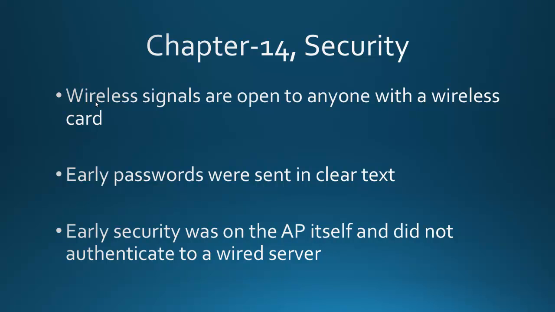So Chapter 14, Security. Obviously wireless signals are open for anyone. With a wired network, they have to gain access to the wire, which is all on the walls and the ceilings, so it would be relatively easy to see somebody in a business do that. But with wireless, it's open for anyone, and the range thing is kind of deceiving.